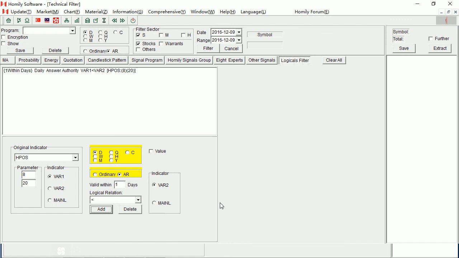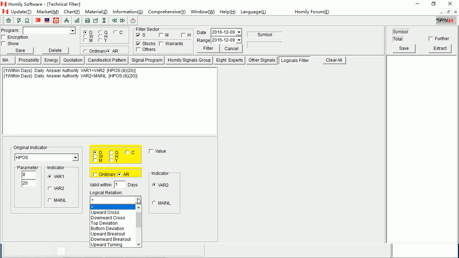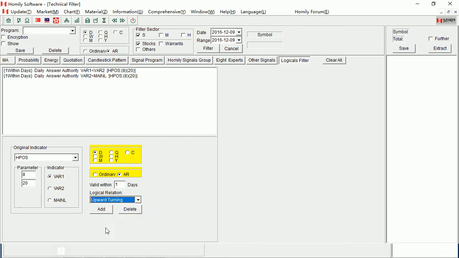Then the next one, VR2 less than main line. Click main line, click add. Okay, so this is the first condition, right? Then the next one, VR1 upward turning means the white line and the yellow line are all upward turning, okay? So click upward turning, click add. VR2 upward turning, add. Is it okay or not? This only finds the candlesticks, the signals, right?